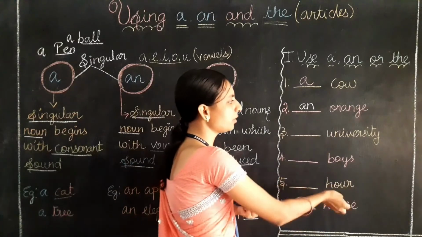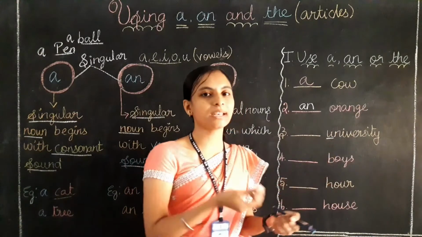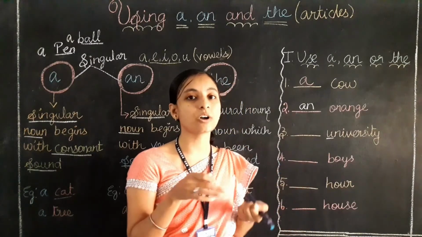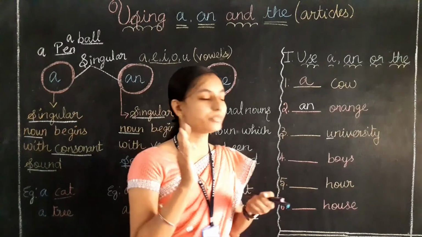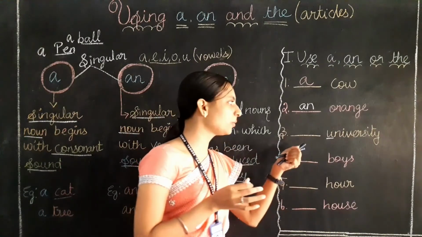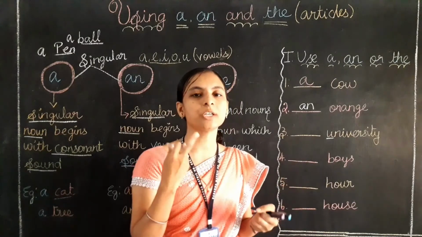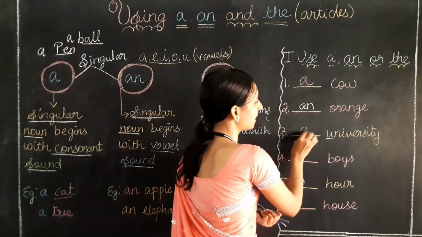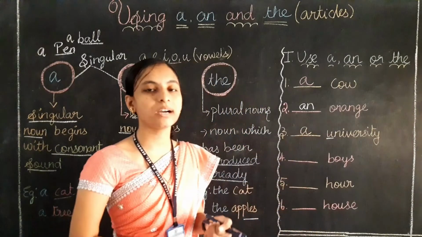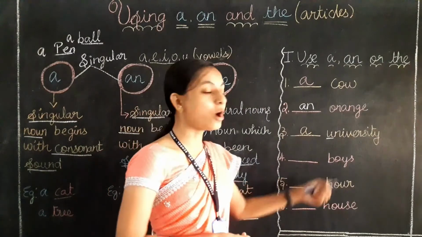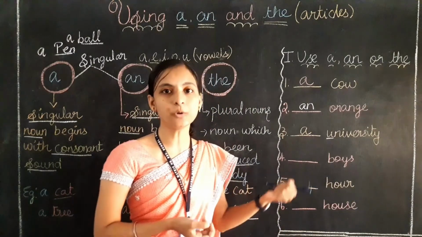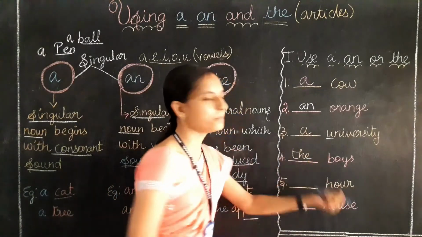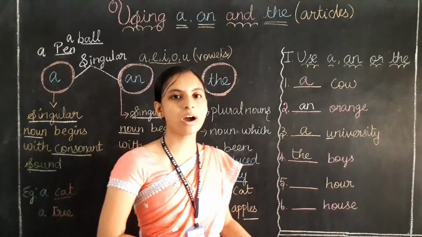Next, dash university. You can check the word university begins with U. You can tell me, ma'am, it's a vowel letter. So can I put article an? No, that's wrong. You have to check the vowel sound. If the sound belongs to a vowel, then only we can use article an. In university, the U sound belongs to a consonant only. So I can use only article a: a university. Next, boys. Boys is a plural noun, so I can use the directly without thinking. Right? The boys.